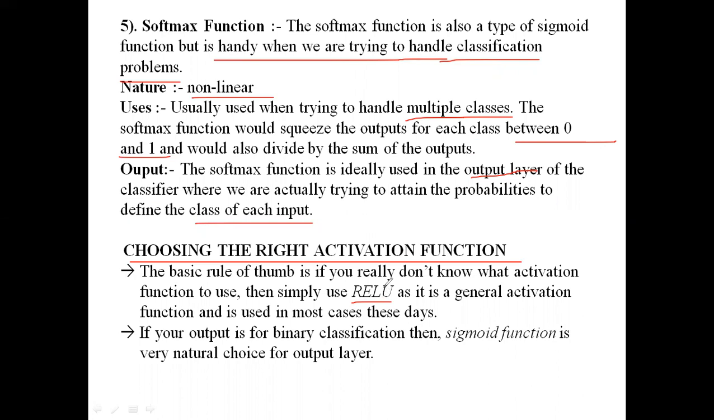Suppose you want to get only 2 outputs, then you choose a sigmoid function. If your output is for binary classification, where you want only either 0 or 1 as outputs, then you apply a sigmoid function. It is a natural choice for the output layer.